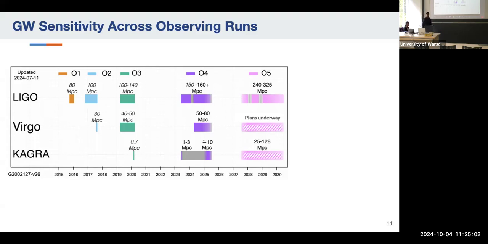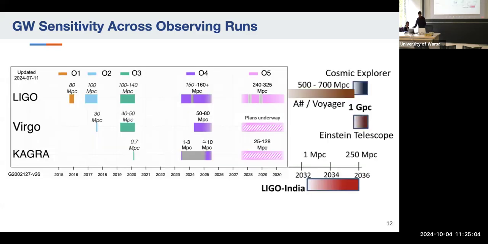But this is not all. We have other detectors joining this fray, such as LIGO India. When it is operational, it is expected to again have similar sensitivity as O5. But this is not all. We also have the Einstein Telescope and Cosmic Explorer ground-based detectors, which are currently under planning, and they will be significant once they are built.